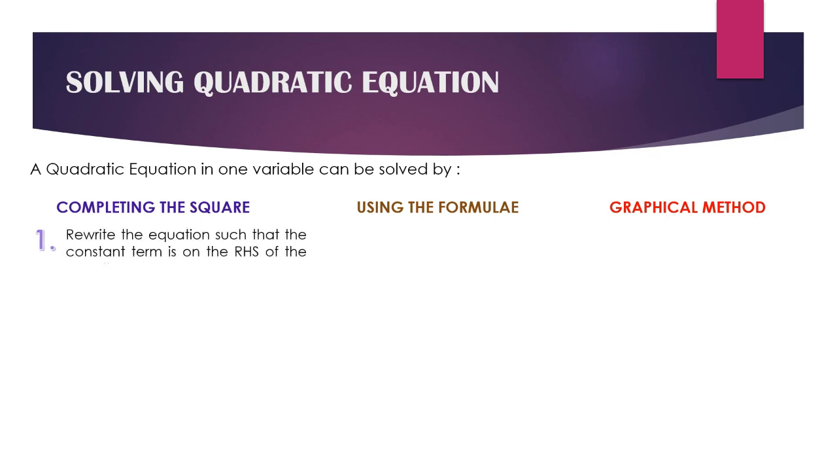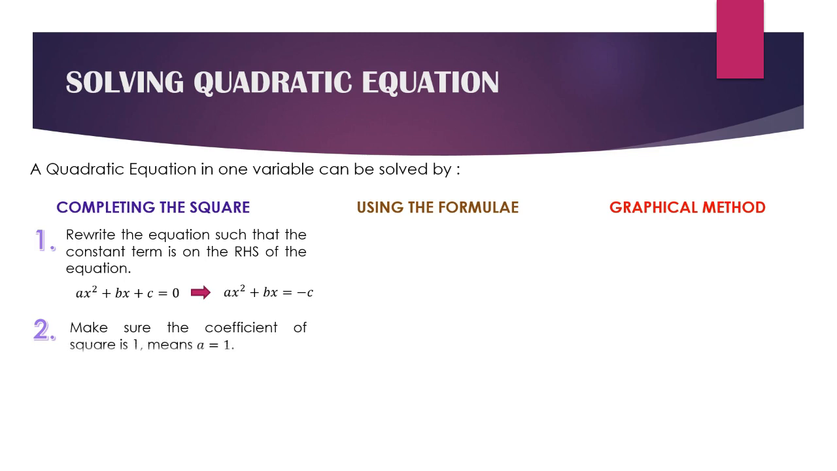Okay students, completing the square. Step 1. Rewrite the equation so that the constant term is on the RHS of the equation. ax squared plus bx plus c equals 0. We can modify it first to ax squared plus bx equals minus c. So you have to separate c to the right side.